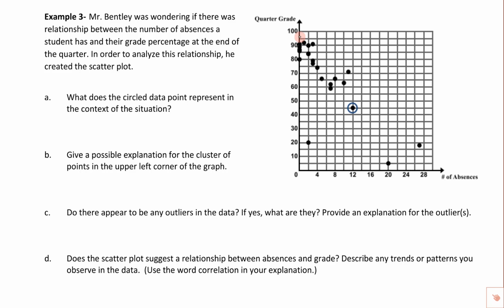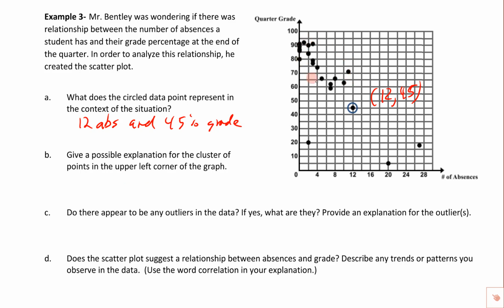So here's what it says. It says, what does the circled data point represent in the context of this situation? So there's the circled data point right there. So this means we need to figure out what point this is. That point is 12, I'd say about 45. 12, 45. So that means the 12 is 12 absences. So 12 absences, and what grade percent did they get? 45% grade.